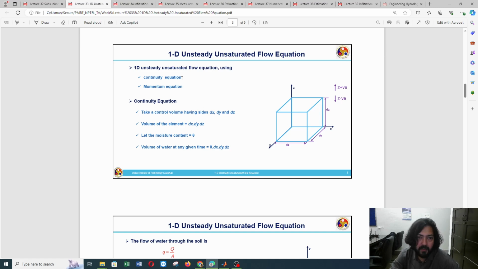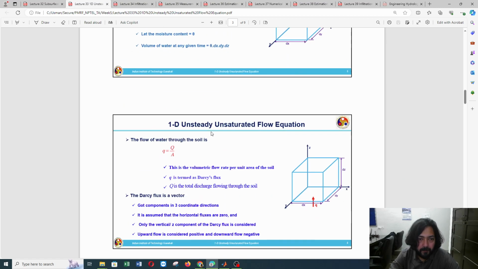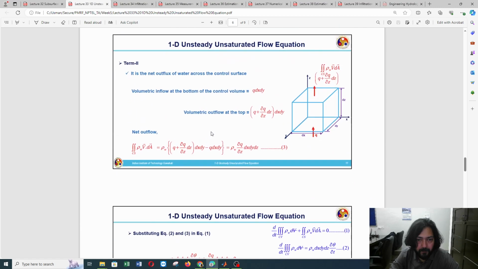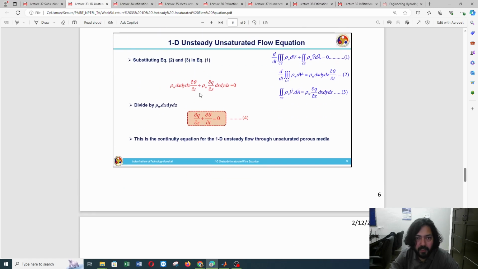So what we did here is we simply used RTT, the Reynolds transport theorem, and we applied it for the continuity and momentum equations, and by combining the derivation of those two equations using RTT, we got to know the Richards equation, right? So we have derived this equation. This is the equation that we get when we apply RTT to the continuity equation, right? dq by dz plus d theta by dt.